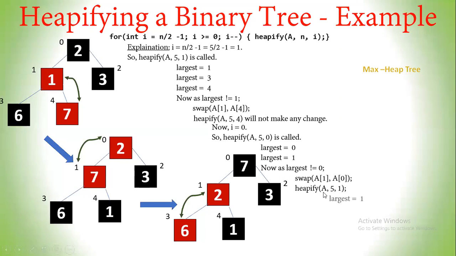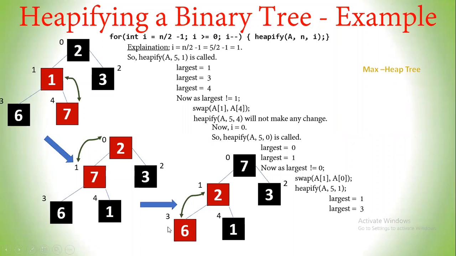Okay. Again, the same heapify function will take place. So here I is equal to 1, so that largest is set as 1. And it will check. Okay, first this will be compared. 6 is greater than 2. So this index 3 will be set as the largest. 3 will be set as largest.